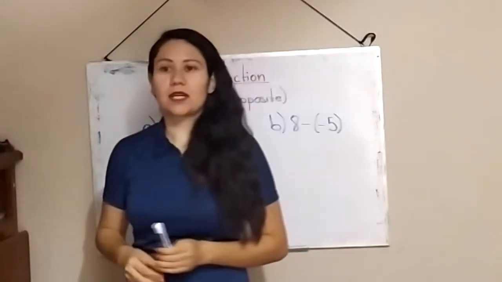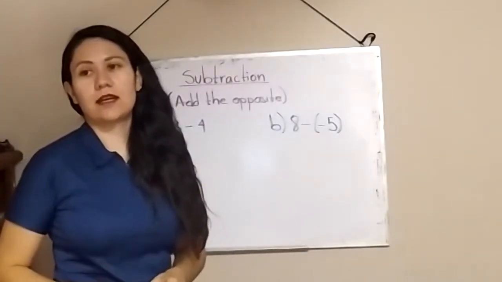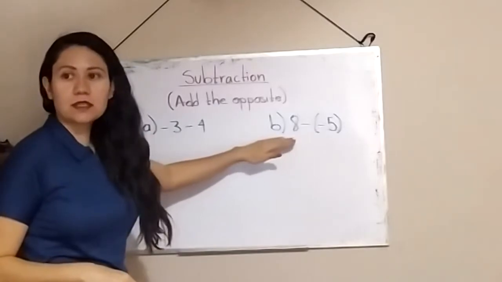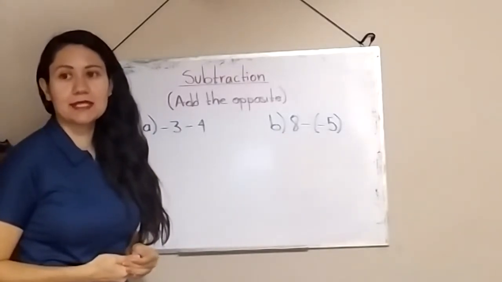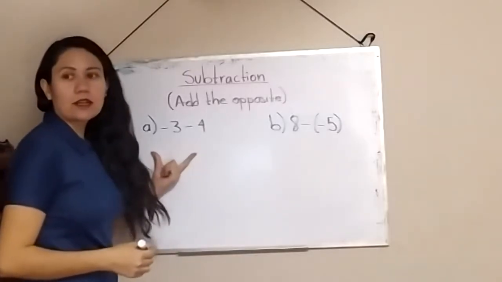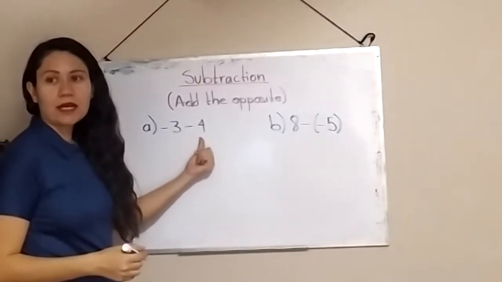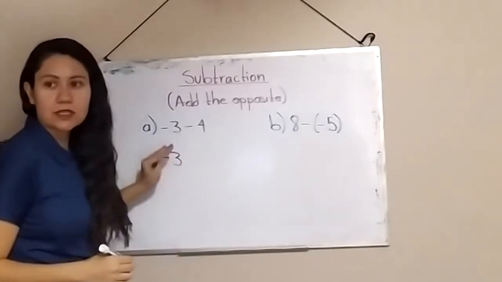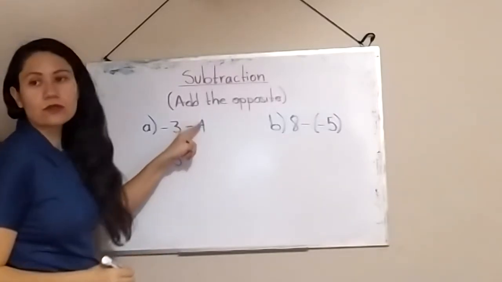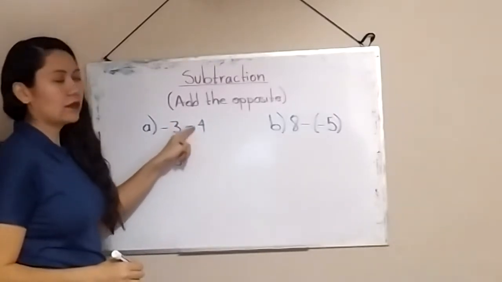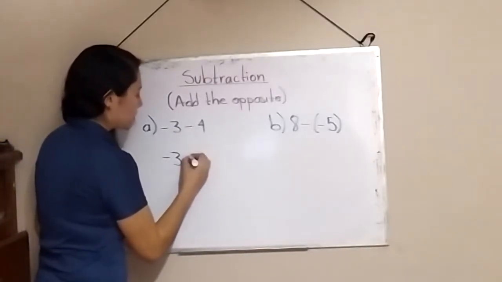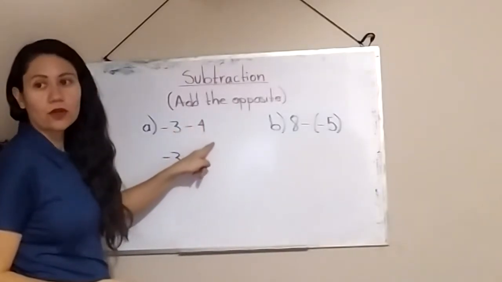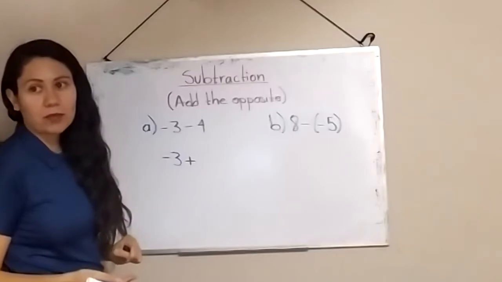So first, let's start by making the transformation. Okay? The first number is always going to remain the same. In our first example, we have negative 3 minus 4. We are going to leave the negative 3 just the way it is. Then we are going to change the addition here instead of the subtraction. And we are going to change the 4 for its opposite, okay?